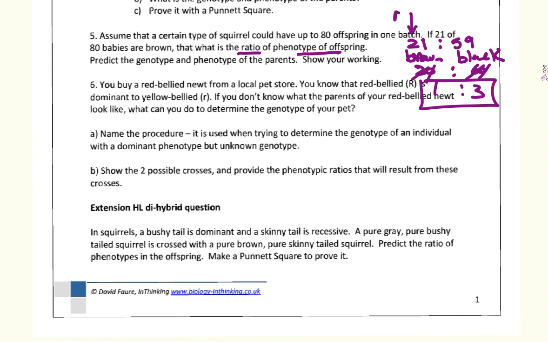brown is a recessive and the black is the dominant here. Most of the individuals were black. So this will be the ratio of the phenotype in the offspring.